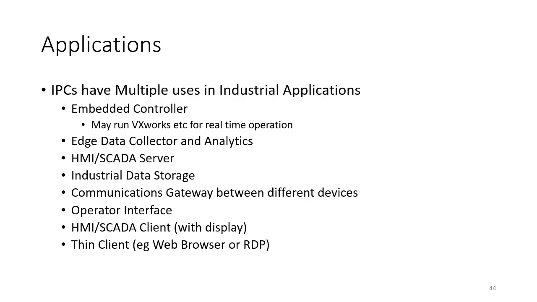Operator interfaces, that's a class of an industrial PC, typically with a low cost embedded CPU and a low cost embedded operating system. And then you get up to the full-blown Windows again. So HMI SCADA server, HMI SCADA client. The client would have the display, and they may well be running on Windows 10. And then we also get thin clients. So we might be talking about something that's based on a web browser or using remote desktop protocol or terminal services. So that's an example of where we want to display data for the operator at the machine, and that's where we might use some class of industrial PC.